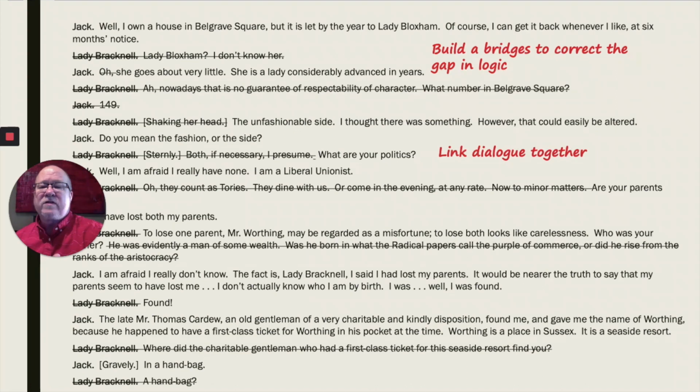Well, I own a house in Belgrave Square, but it is let by the year to Lady Bloxham. Of course, I can get it back whenever I like at 6 months' notice. Oh, she goes about very little. She is a lady considerably advanced in years.